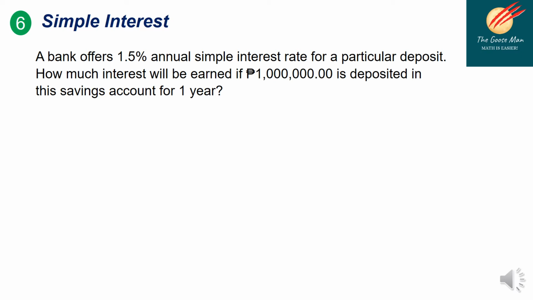So let's have more problems on simple interest. A bank offers 1.5% annual simple interest rate for a particular deposit. How much interest will be earned if 1 million is deposited in the savings account for 1 year?